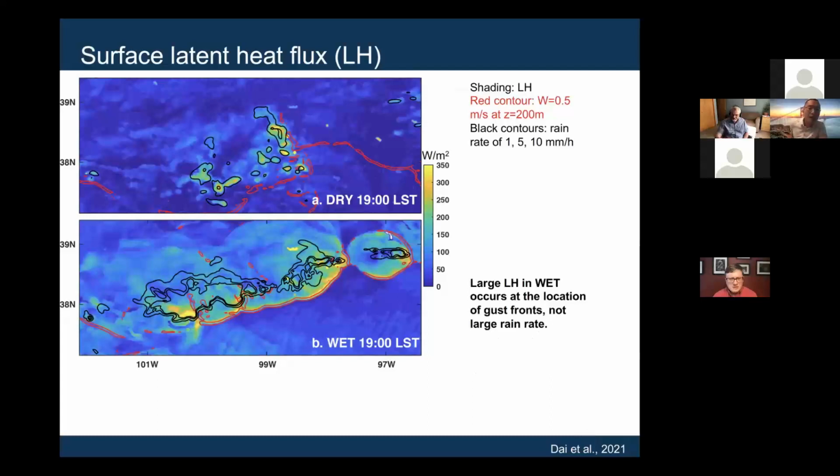Okay, thank you. Lastly, I want to talk about the surface latent heat flux in this shading. And the red contour represents the gas front, and the black contours represent the rain rate. What is interesting here is that in the wet experiment, the large latent heat flux in this yellow shading occurs at the location of the gas front instead of the large rain rate. This means that the enhanced latent heat flux is not only just a recycling of the precipitation, it actually could help the newly triggered convections. Next, please.